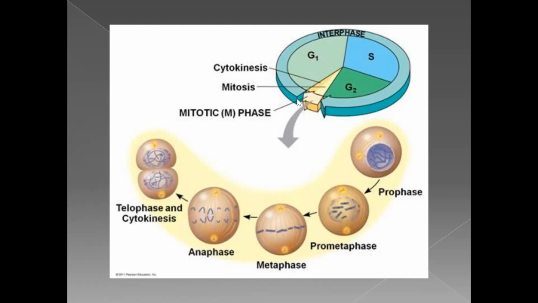If you notice this green, huge outside arc, that is interphase. All right, so the typical cell is going to spend 95 to 99% of its life in interphase. And that should make sense to us. That's the cell doing its cell stuff. That's the stomach cell being a stomach cell. That's the skin cell being the skin cell. It's not worried about dividing. It's doing its own things.